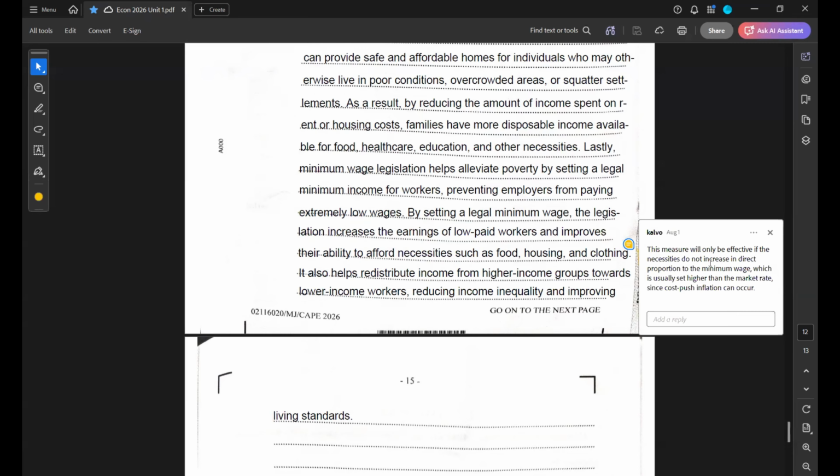But we should keep in mind that trying to establish a legal minimum wage, now this measure will only be effective if the necessities do not increase in direct proportion to the legal minimum wage, which is usually set higher than the market rates, since cost push inflation can occur.